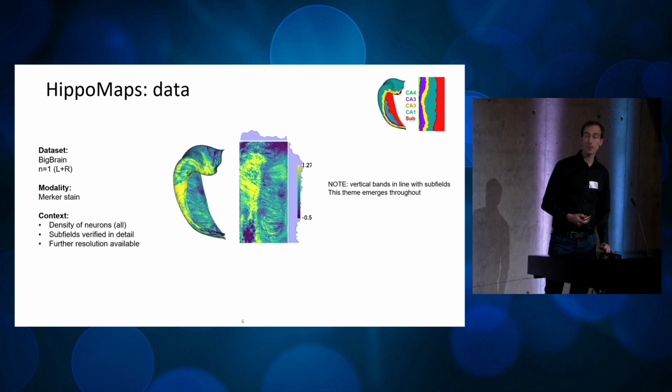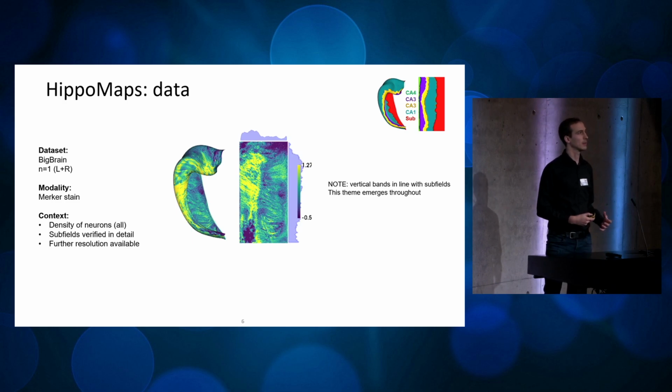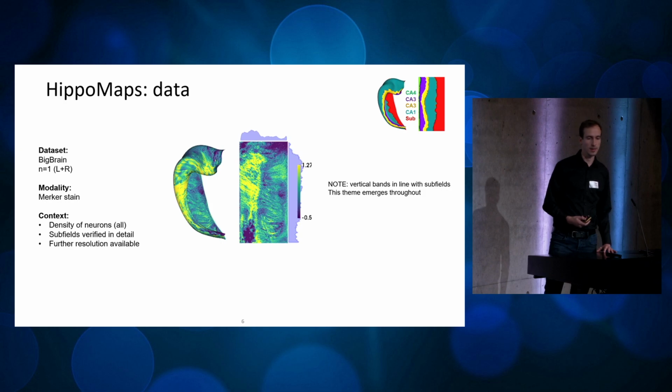But one thing to note about this is we see mainly these vertical bands in the data. And the vertical bands, if you look at the top right, this is actually the different subfields of the hippocampus. So I just wanted to highlight, you'll probably see a lot of this vertical banding, and that's because the subfields are a major structural difference inside of the hippocampus.